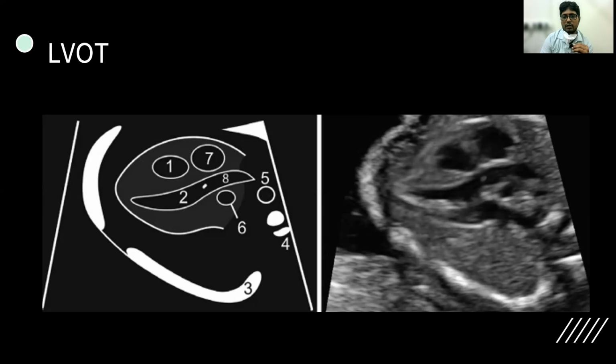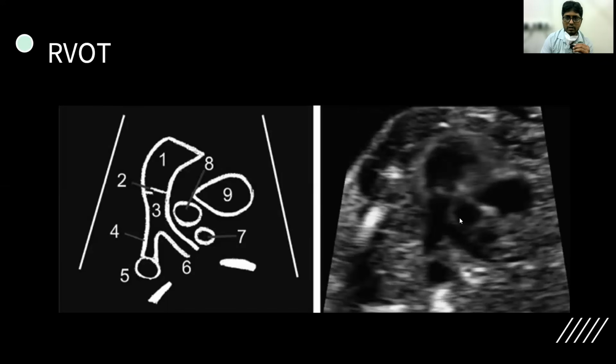From that, we can get the LVOT, which is nothing but the left ventricular outflow tract, which arises from the left ventricle and goes into the aorta, and here you are seeing the aortic valve. You should also get the RVOT, which is this structure here. This is the pulmonary valve, the main pulmonary artery, giving rise to the right and left pulmonary arteries, behind the pulmonary artery, aorta, and the SVC structure. So this is the RVOT.